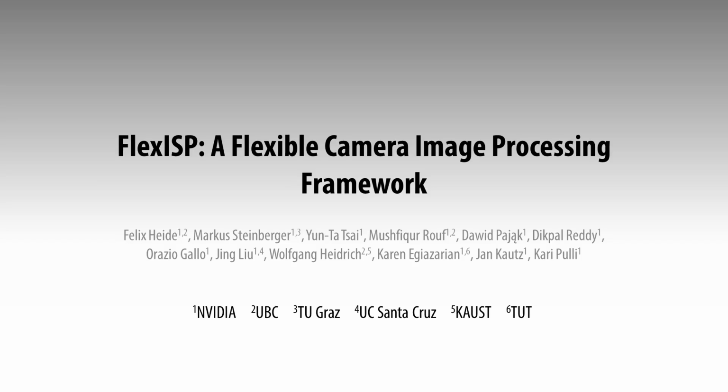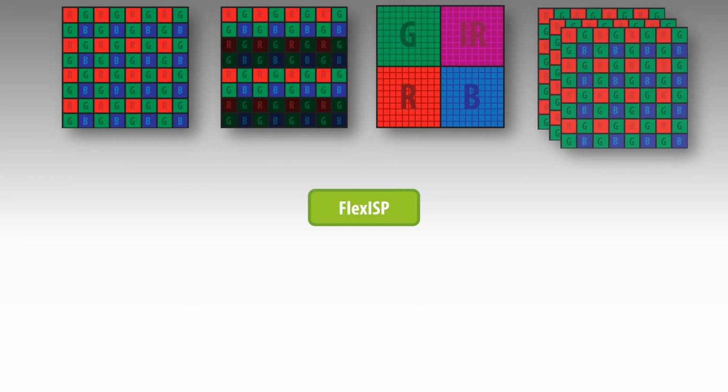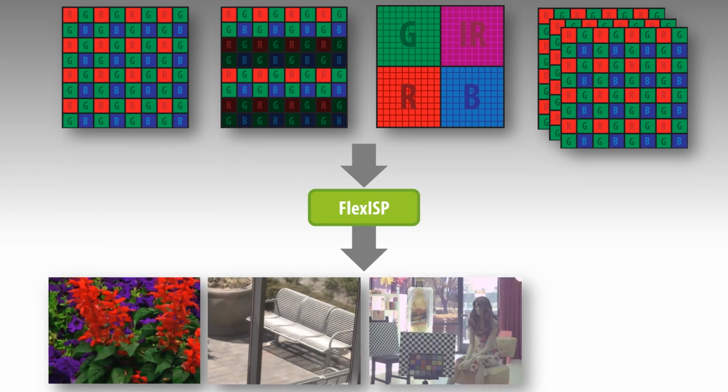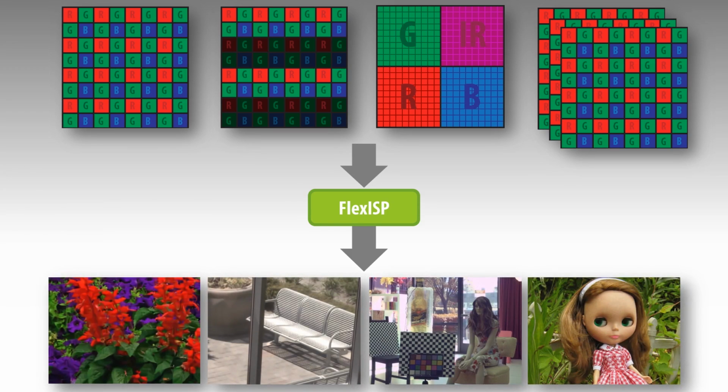In this paper, we present FlexISP, a flexible camera image processing framework. Our method can be applied to both regular imaging sensors and novel sensor designs. It takes in raw sensor data generated by an imaging system and produces optimized images in a range of output formats. FlexISP models and optimizes across multiple image processing modules to preserve the highest image quality.